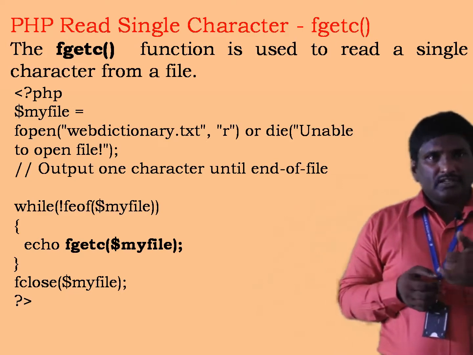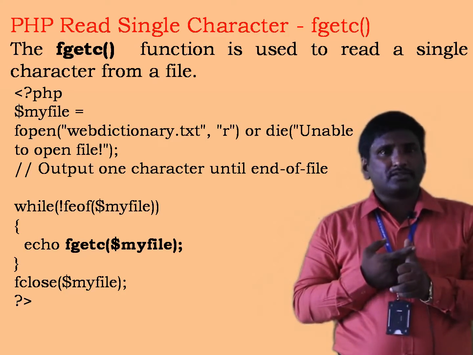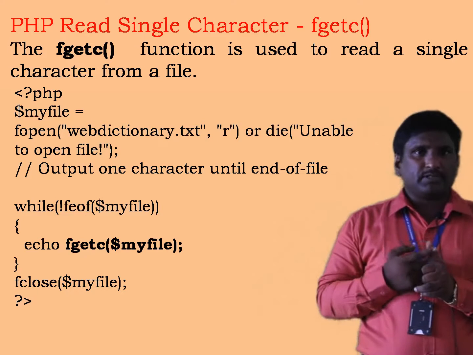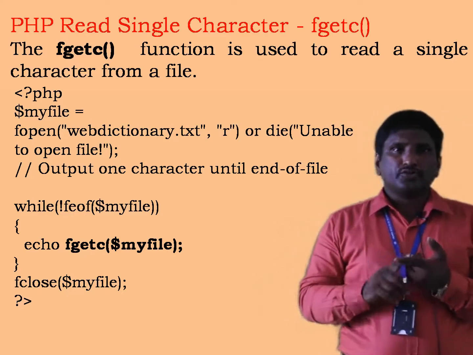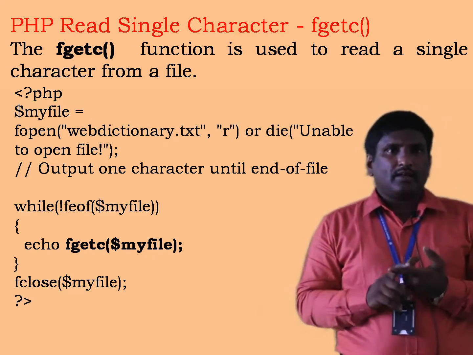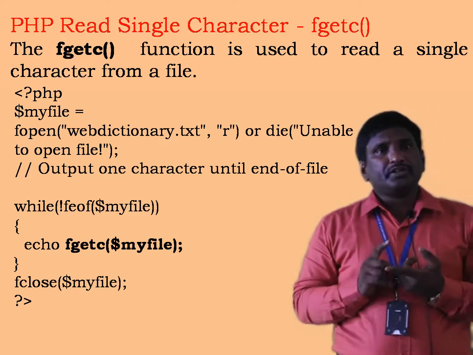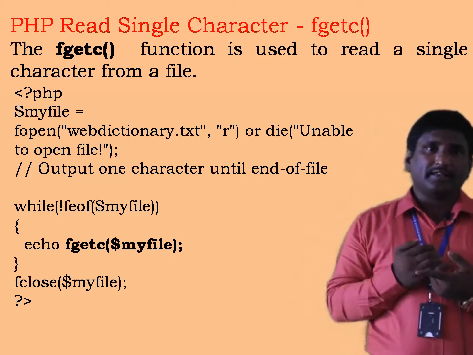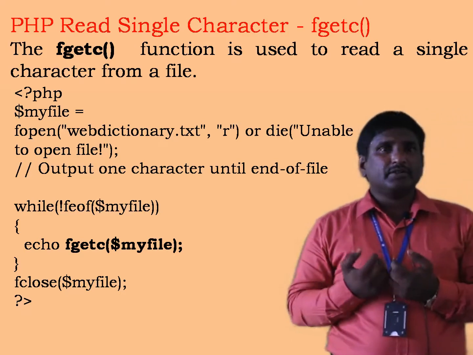So these are the functions. Those functions are fopen: in order to open a file, while opening itself we need to specify the mode. After that, how to close the file. After that, how to read the file by using fread, then how to read one single line by using fgets, and then how to read a single character from the file.